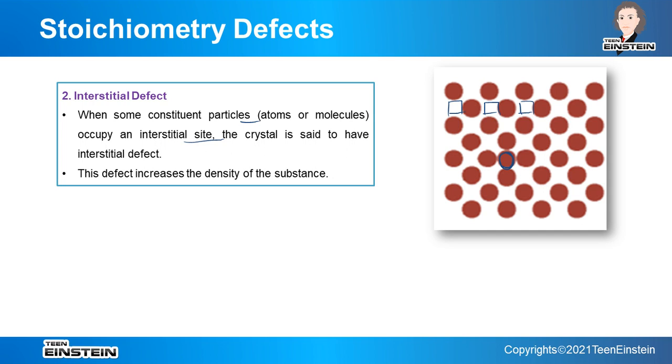Now, unlike the previous one, that is the vacancy defect, where density is decreased, here obviously density will increase. This defect increases the density of the substance because density is mass by volume. Volume is fixed, mass is increased. So that is why density will increase. That is the difference between vacancy and interstitial defect.